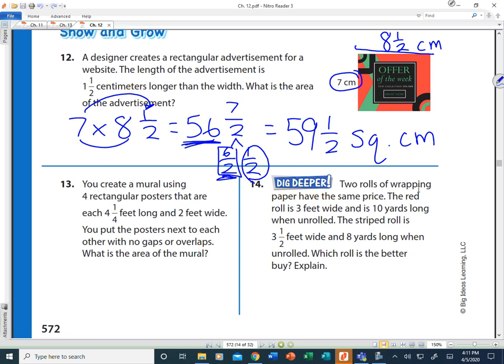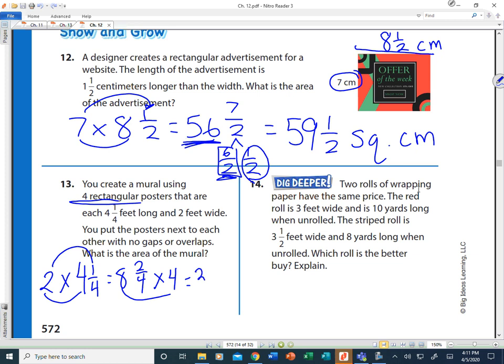So if I'm going to do that, I have a length of 4 and 1/4 and a width of 2. So 2 times 4 is 8, and 2 times 1/4 is 2/4. Now that's the area of one poster, but it says here I have 4 of them. So I have to multiply that by 4. So 8 times 4 is 32, and then 2/4 times 4 would be 8/4, right? Because 4 times 2 is 8. And if you know anything about 8/4, you know that it takes 4/4 to make 1 whole. So 8/4 would equal 2 more wholes. So 32 wholes plus 2 more wholes would give me 34 square feet.